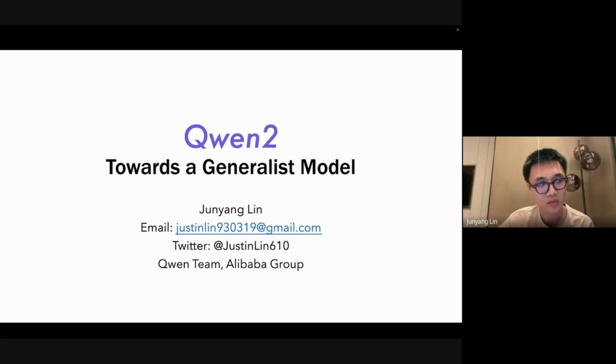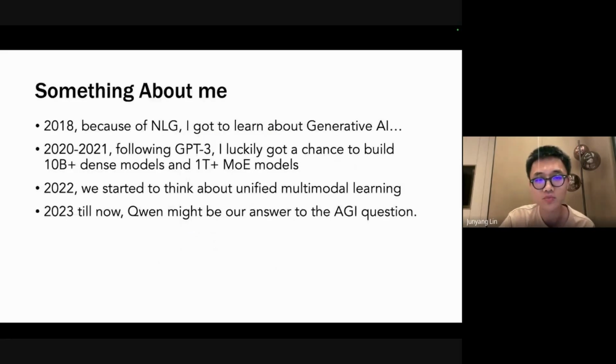I pay most of my attention to leading the LLM team, and I also spend some time doing the vision language model. Something about me, I previously worked on generative AI, doing very simple things like natural language generation, translation and summarization in 2018. But very luckily, I got in touch with pretraining language models, and I was very lucky to have a chance to follow GPT-3 to build large models in 2020 and 2021.